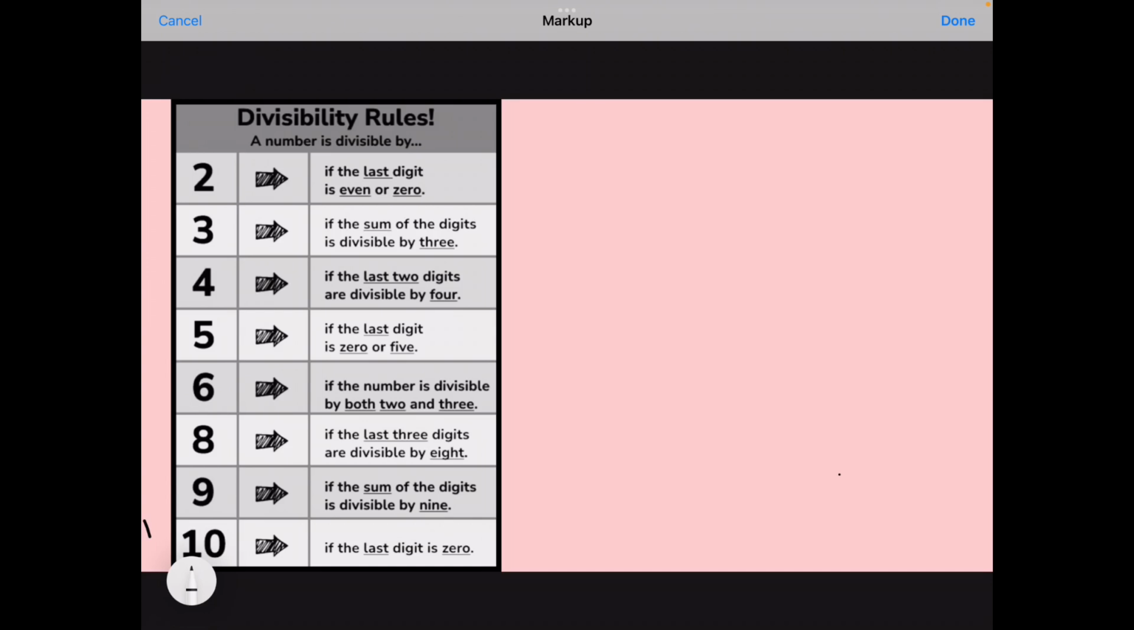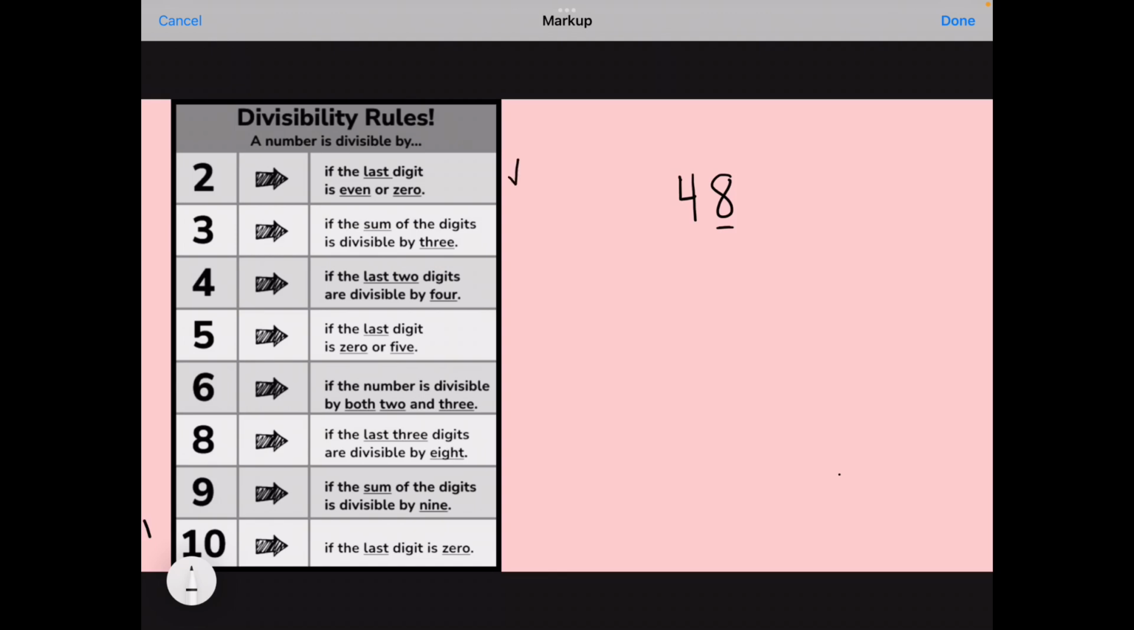So for example, let me come up with one. If I have the number 48, I have to check if it's divisible by 2 and 3 to see if it's truly divisible by 6. So first, does it end in an even number? Yes, so it's divisible by 2.